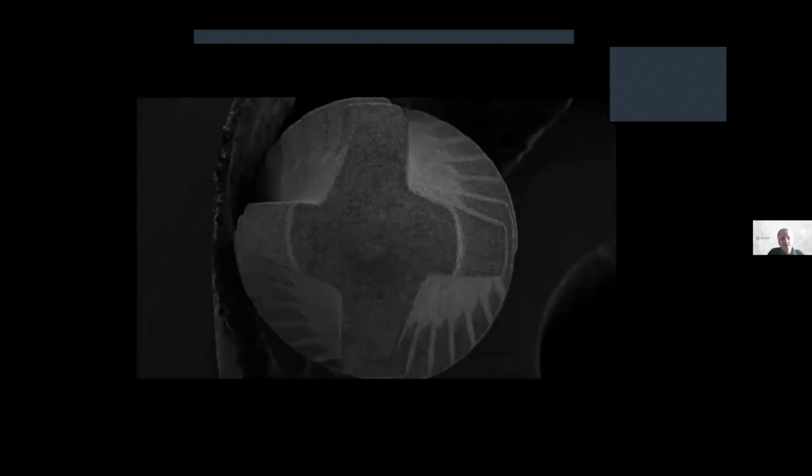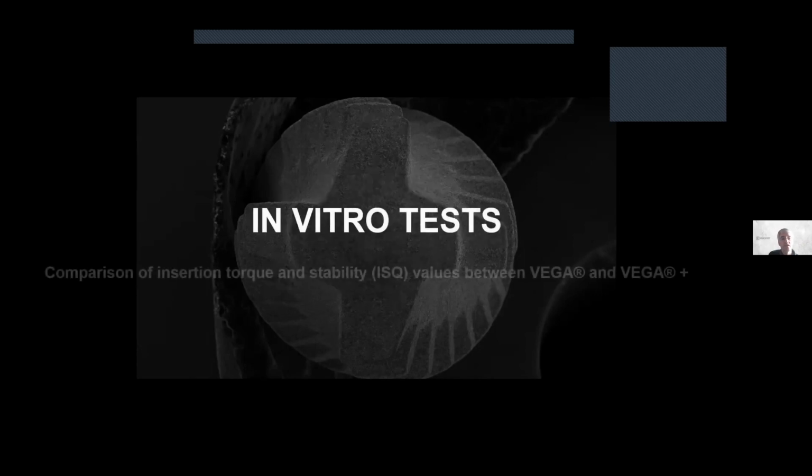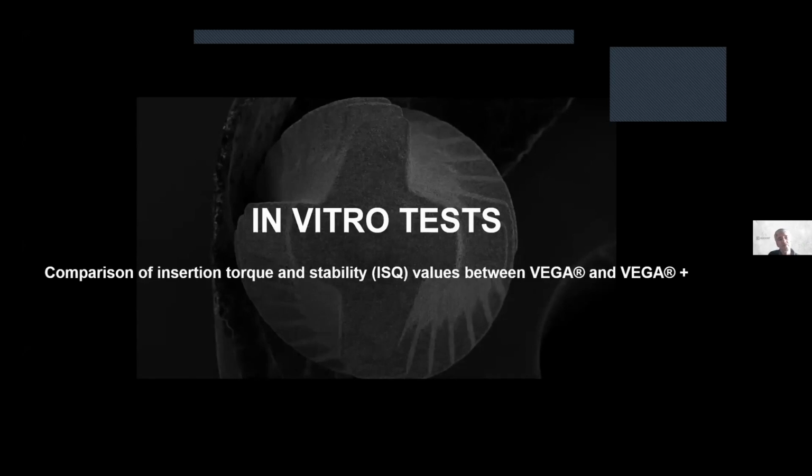This is the new Vega Plus. You can see that there were two objectives when they decided to develop this implant. It has to look like a tapered implant, but then it has to be a tapered implant. So these were the objectives, and they were achieved, of course. Some in vitro tests were done with different designs to compare the design and the torque of insertion of Vega conventional implants and this new Vega Plus.